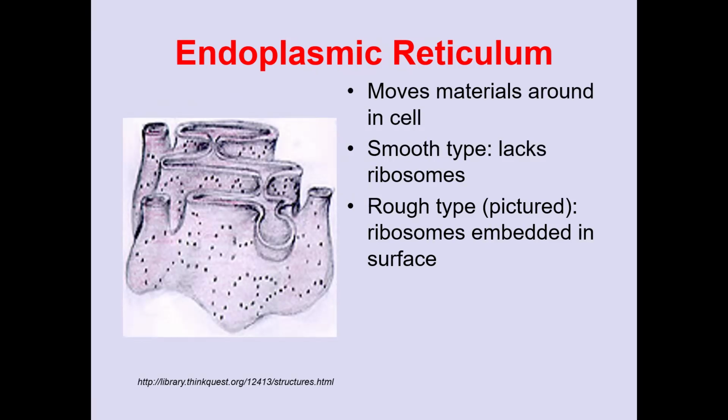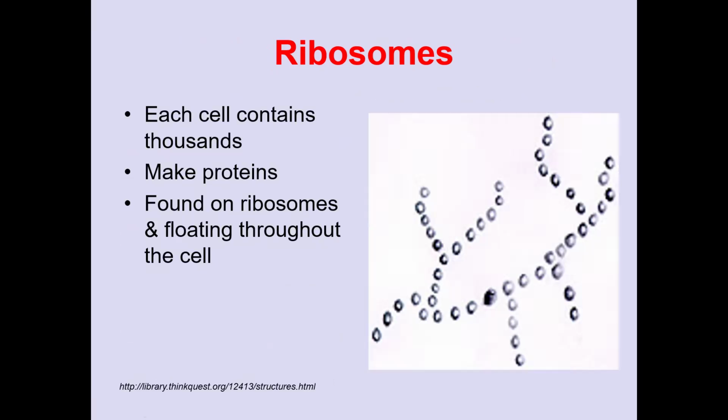We have the endoplasmic reticulum, and the function of the endoplasmic reticulum is that it moves material around in the cell. And it is of two types. We have the smooth type, which does not have ribosomes embedded, and the rough type, which is now presented in this picture, and that has ribosomes embedded at the surface. Look at this, like dot dot. These are the ribosomes. So we have smooth endoplasmic reticulum and rough endoplasmic reticulum.